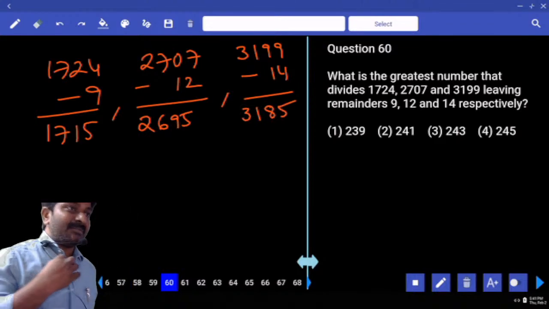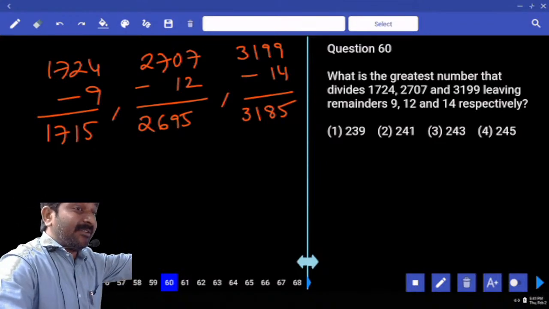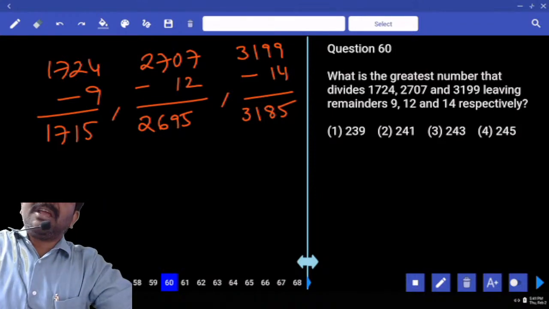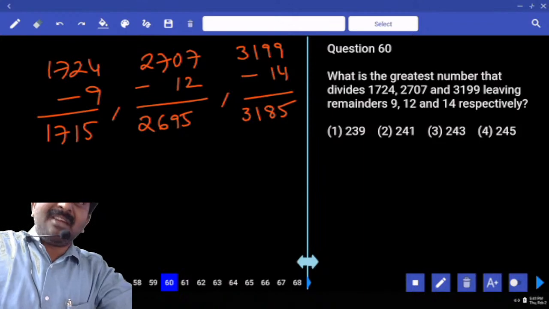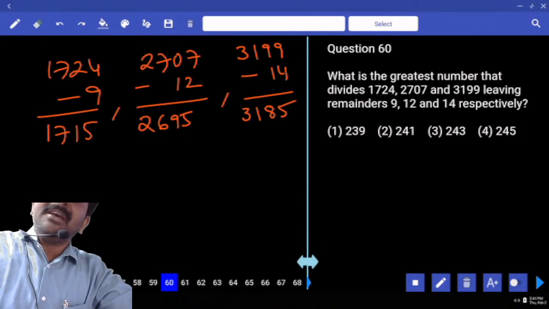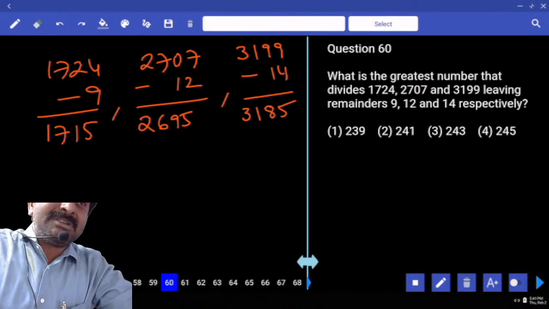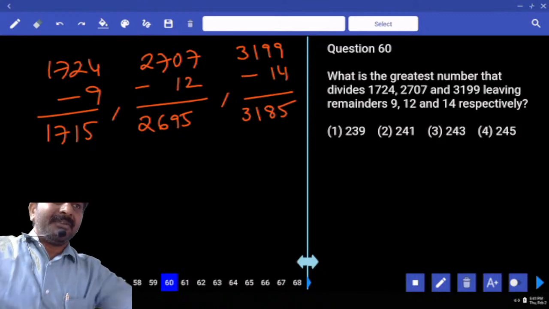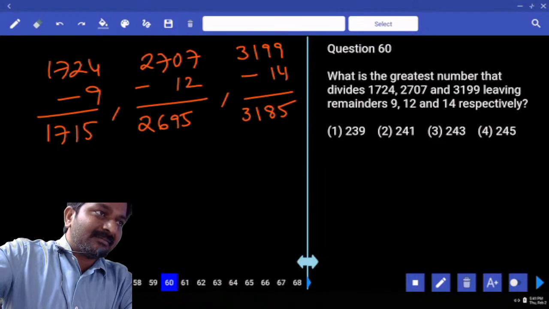So for these numbers, there is a greatest number which divides exactly 17, 15, 26, 95, 31, 85. What do you need to calculate? LCM or HCF? HCF. Yes? When you look at those three numbers, all are multiples of 5. Whatever you calculate, LCM or HCF, it should be a multiple of 5. Look at your options, there is only one.